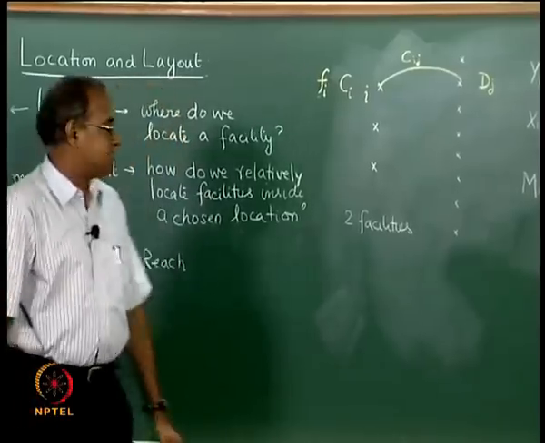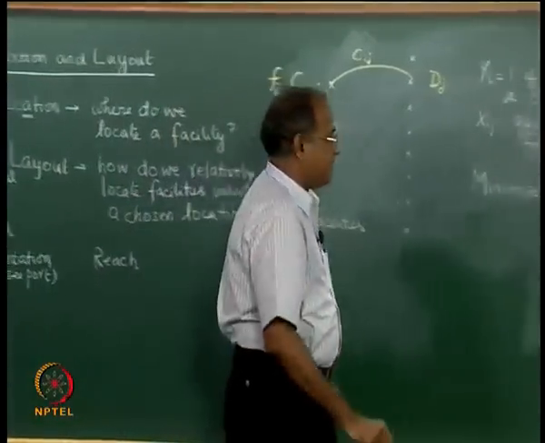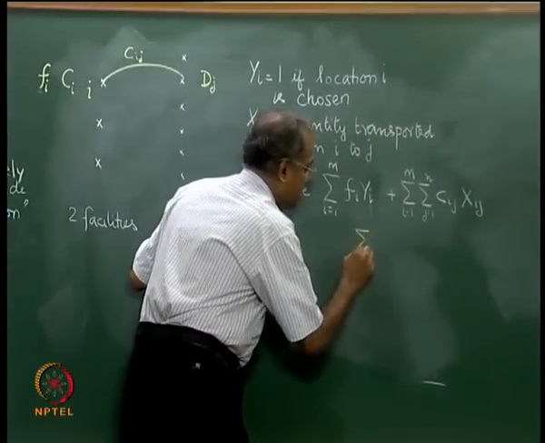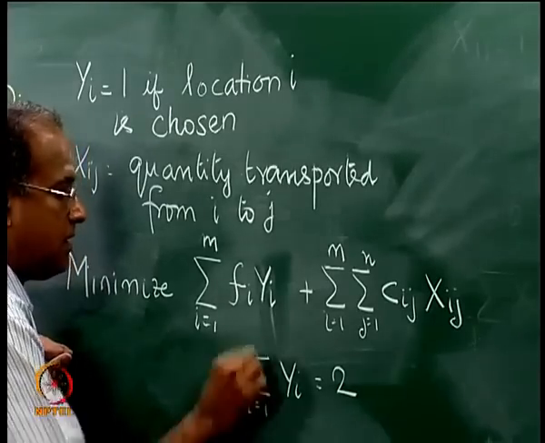Now we can have a constraint. If we say that we want to allocate exactly 2 facilities, then we could have a constraint sigma yi equal to 2, i equal to 1 to m.